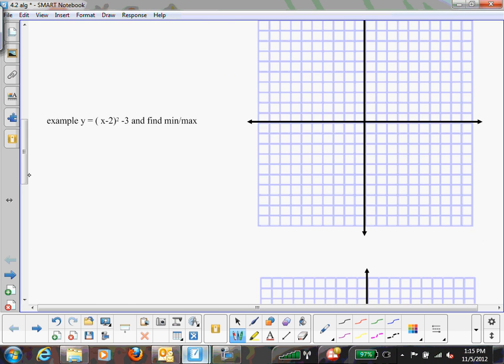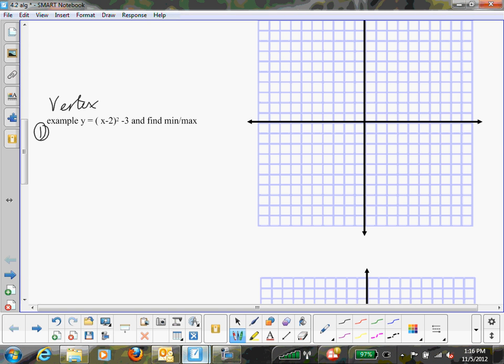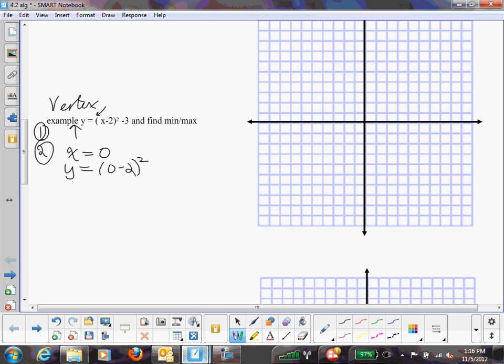All right, here we go. So what format is this? This is vertex format. So what is the direction? We know that it's up because there's a positive sign understood to be in front of that parentheses. That makes sense? All right, if we want to figure out our y-intercept, then what are we going to let x equal? If x is 0, then y is going to equal 0 minus 2 squared minus 3, which is 1. And so this is a point of (0, 1).